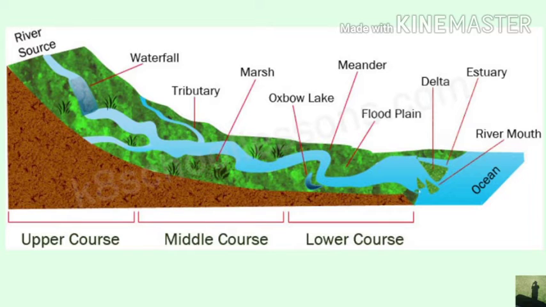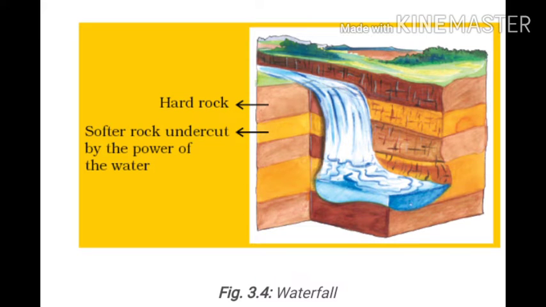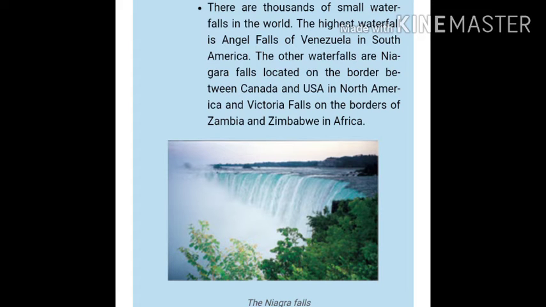As you can see, figure number 3.4, a waterfall. It forms where the alternate layers of hard and soft rocks are found. The swirling action of water cuts away the underlying soft rocks more easily than the harder rocks lying above. Thus, the stream starts to flow here and a waterfall forms. Niagara waterfall is the world's famous waterfall.